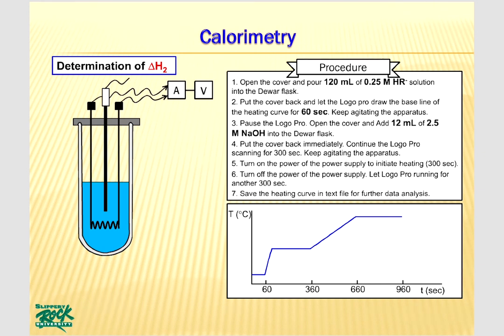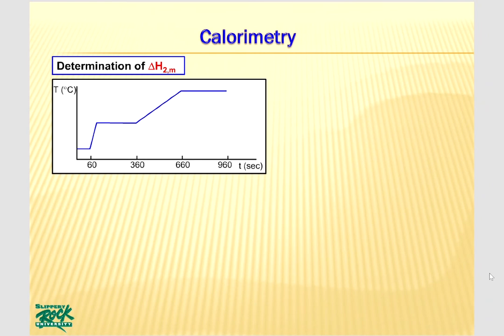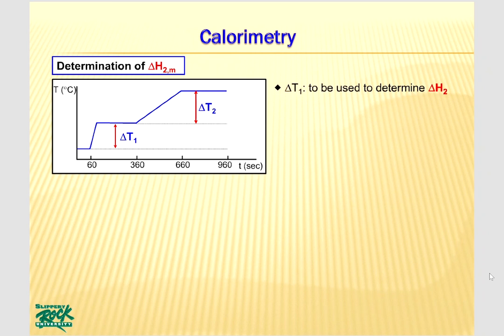Stop the Logger Pro and save the heating curve in a text file for further data analysis. This is another generic copy of a heating curve. There are two regions of temperature increase, delta T1 and delta T2. Delta T1 represents temperature increase due to an exothermic chemical reaction, a neutralization reaction of HR- and NaOH. It will be used to determine delta H2, that is, the heat of neutralization of HR- and NaOH.